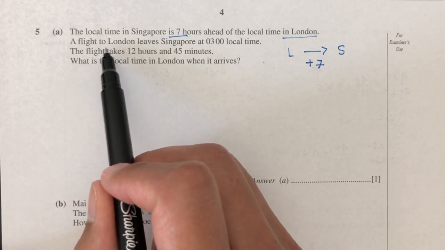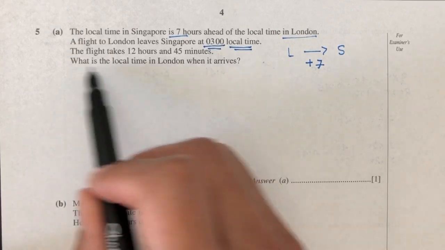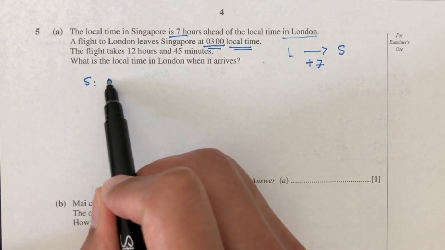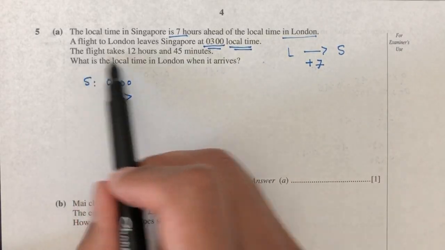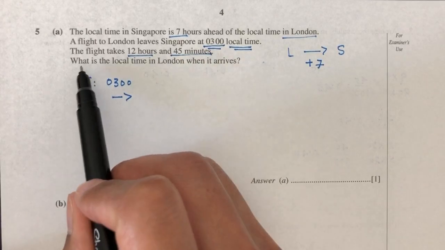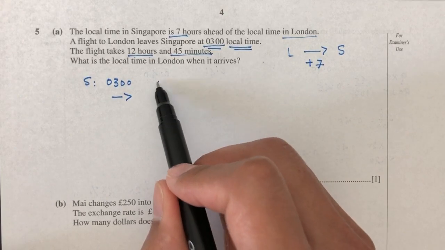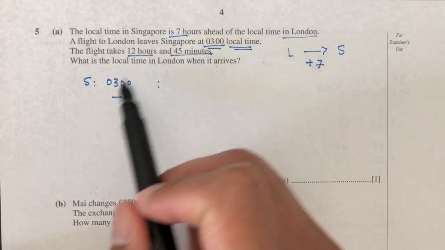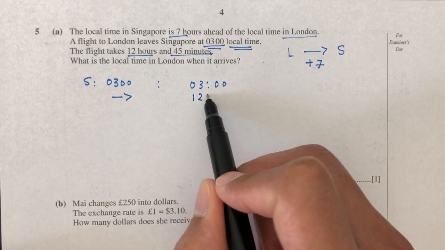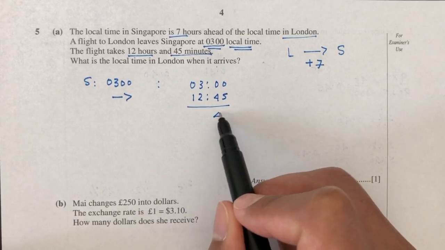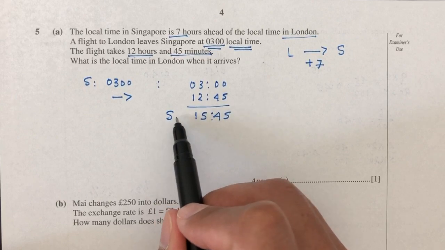A flight to London leaves Singapore at 3 a.m. local time. The flight takes 12 hours and 45 minutes. What is the local time in London when it arrives? So let's first find out what is the time in Singapore when the flight arrives. That will be 03, 12, 45, which is 15:45. So this is the local time in Singapore when the flight arrives.